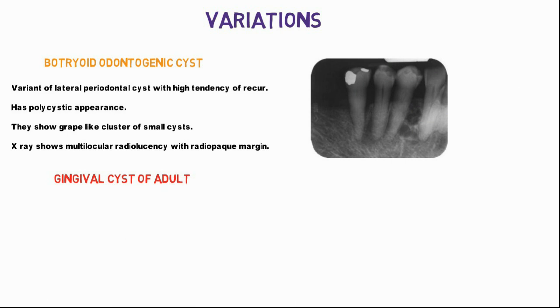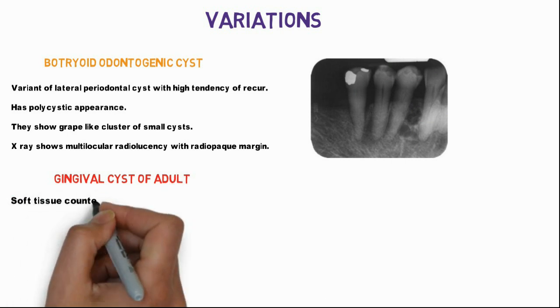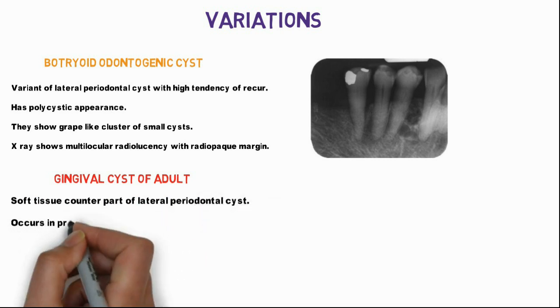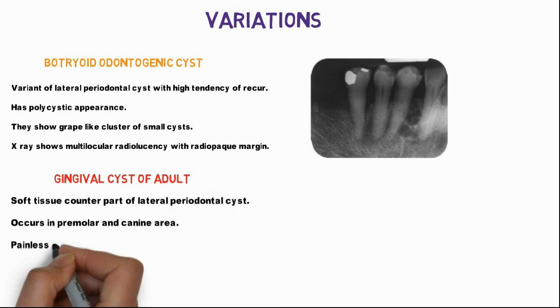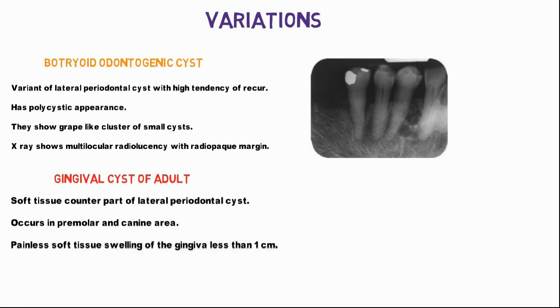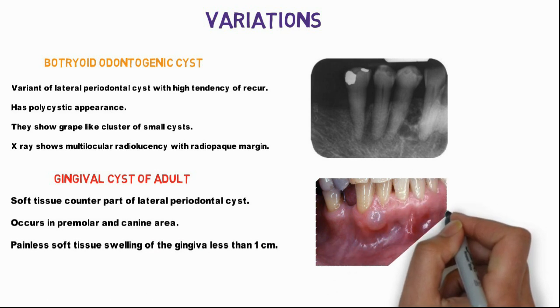Gingival cyst of adult. It is the soft tissue counterpart of lateral periodontal cyst. It occurs in the premolar and canine area. It presents as a painless soft tissue swelling of the gingiva less than 1 cm.